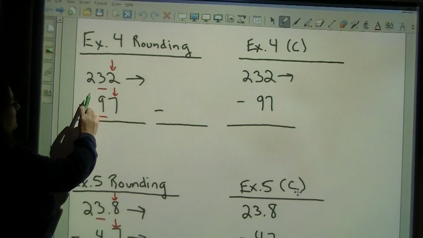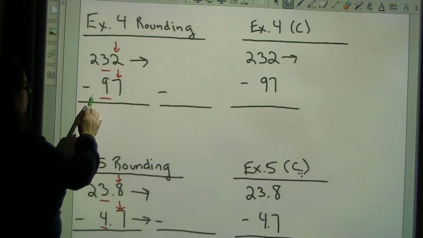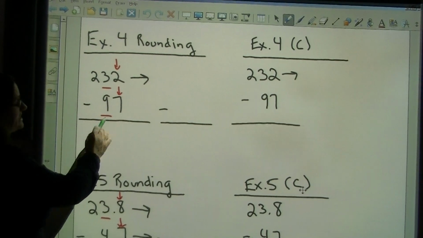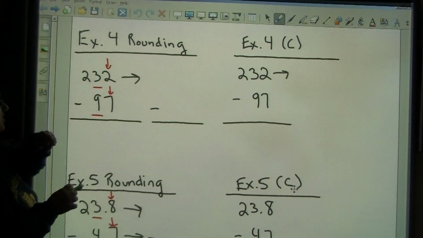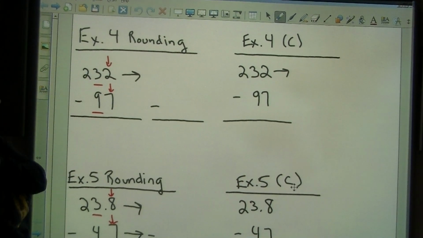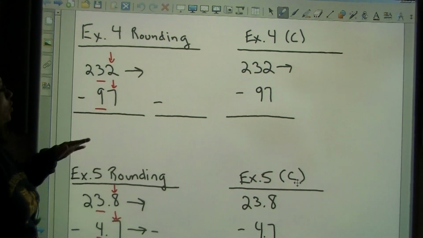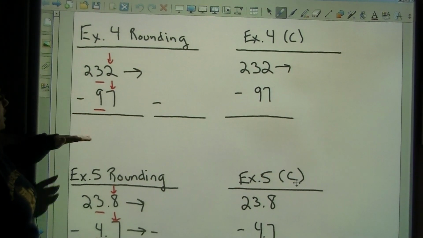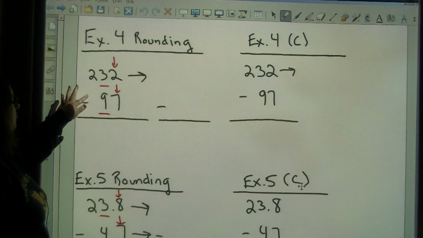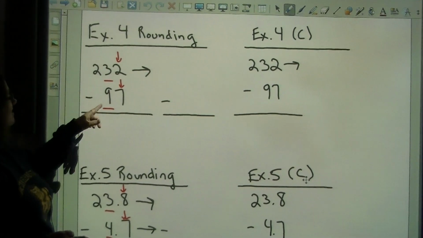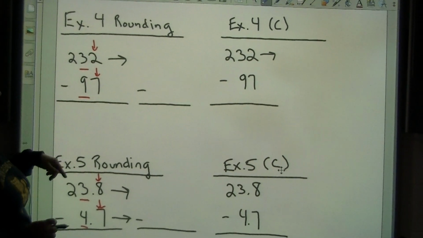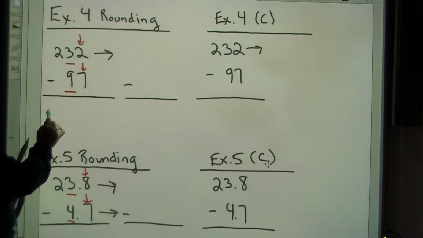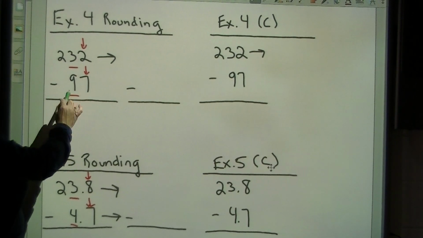Okay, so we see here now we have 232 take away, or subtract, 97. This is the first problem we have seen where the numbers are not the same in place value. So we sometimes question, where do I need to round? When you have two different numbers, you take the number that is the smallest and round to that greatest place. So 97 is our smallest number here, so we're going to round to the nearest 10.